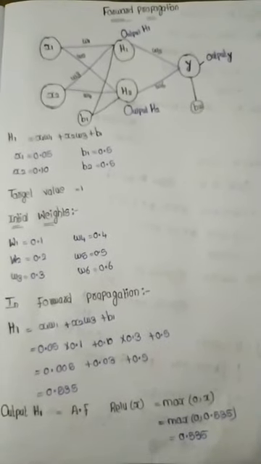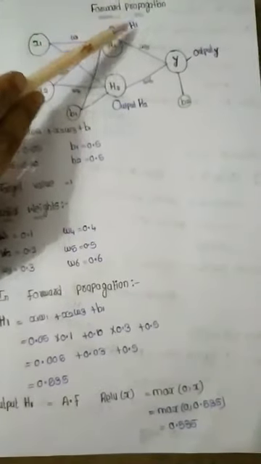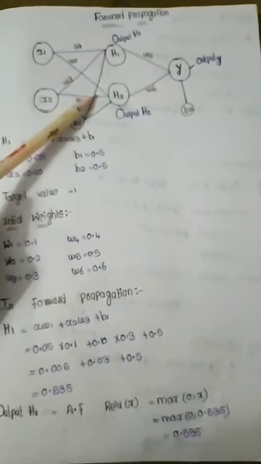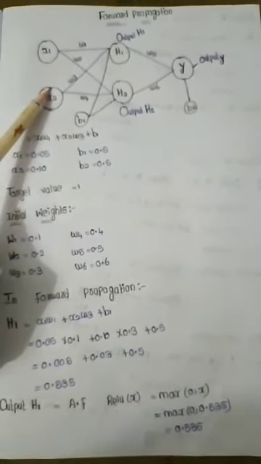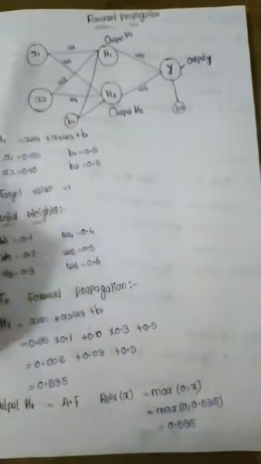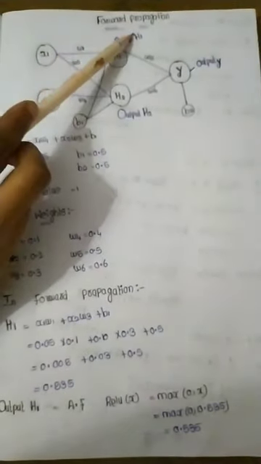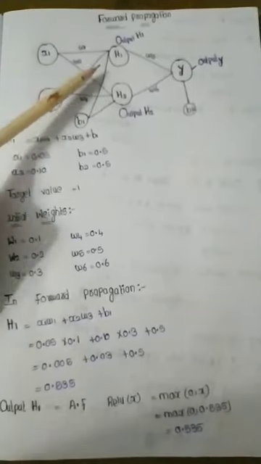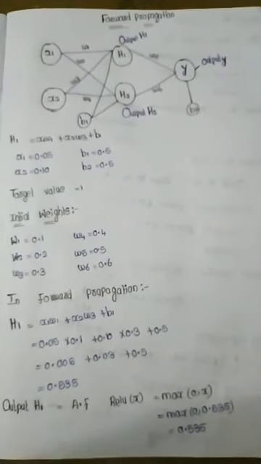Now here we talk about what is forward propagation. Normally, forward propagation is a process in a neural network where the input is passed through the neural network to generate the output. And in forward propagation we have the input layer, hidden layer and output layer.